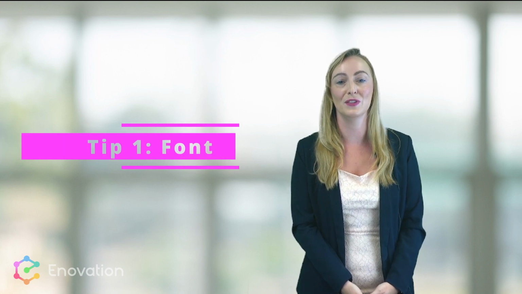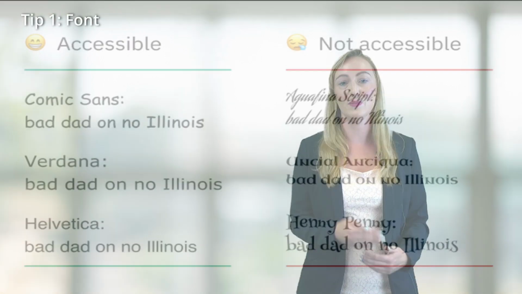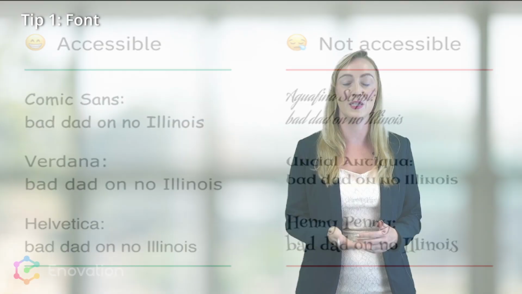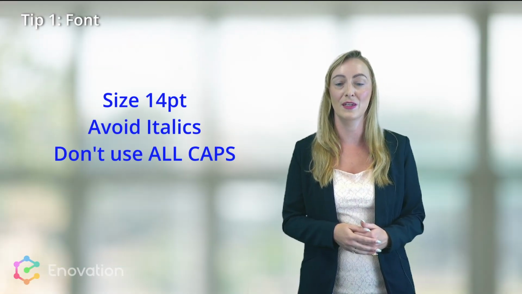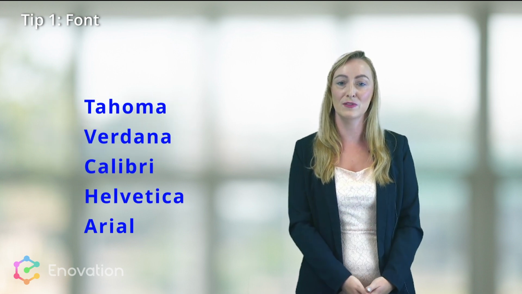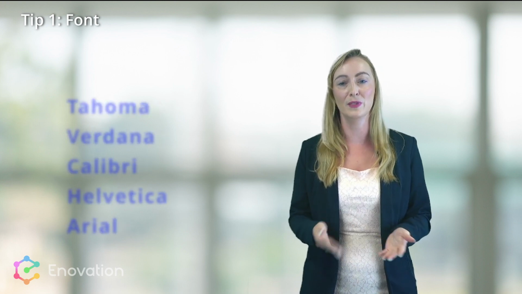So first of all, the font. It's best to avoid italics or fancy script styles. Keep everything nice, clear and plain, without serifs. On the average laptop, you can use size 14 and above. Try to avoid all caps because it looks like you're shouting at others. So keep it simple. Some of the most accessible fonts are Tahoma, Verdana, Calibri, Helvetica and Arial. My personal favourite is Calibri. I just love that one for some reason.